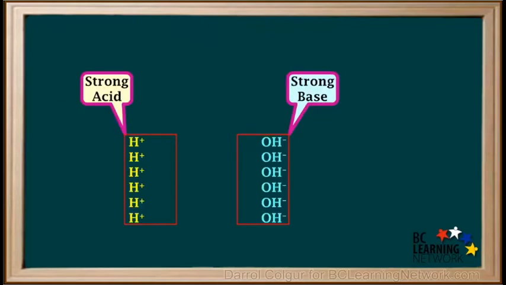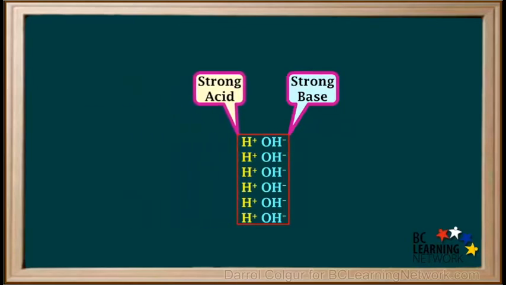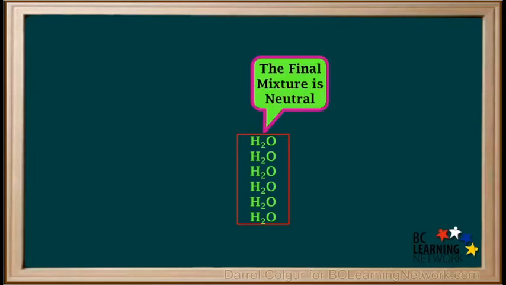Now we'll use a slightly different model to visualize adding a strong acid to a strong base. In this case, we'll start with equal moles of H+ and OH- and move these together. The H+ and OH- will neutralize each other to form water. And there is no strong acid or base left over. So the final mixture is neutral.